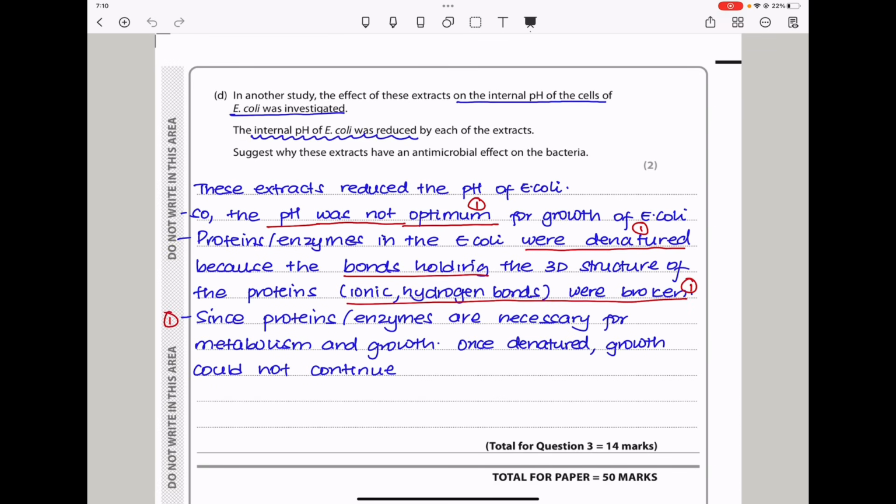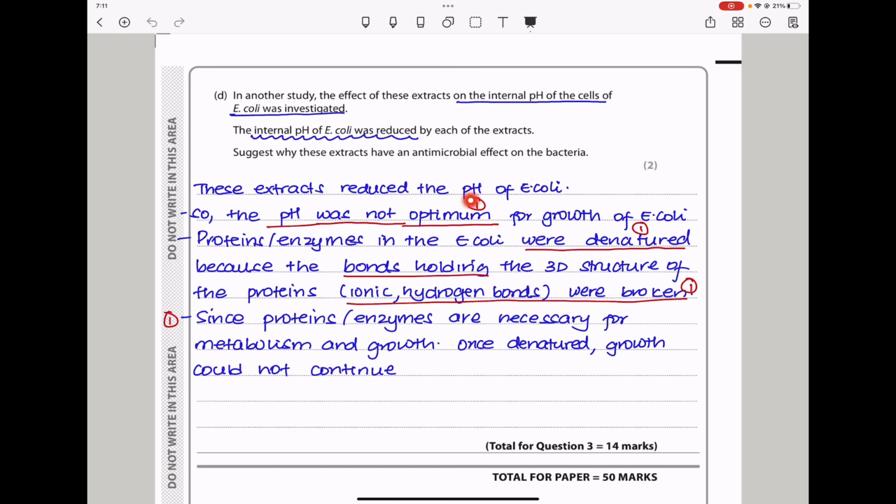Lastly, in another study, the effect of these extracts on the internal pH of the cells of E. coli was investigated, and the internal pH of the E. coli was reduced by each of the extracts. Suggest why these extracts have an antimicrobial effect on the bacteria.